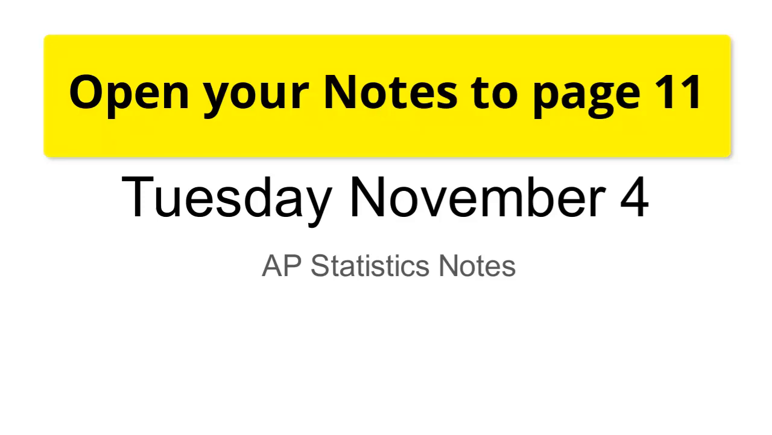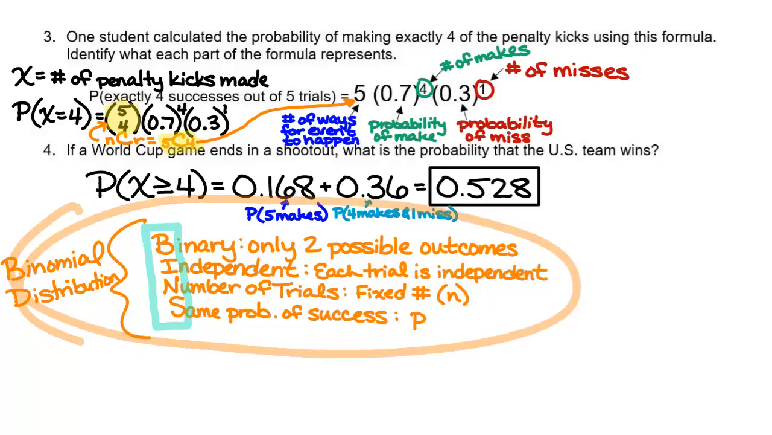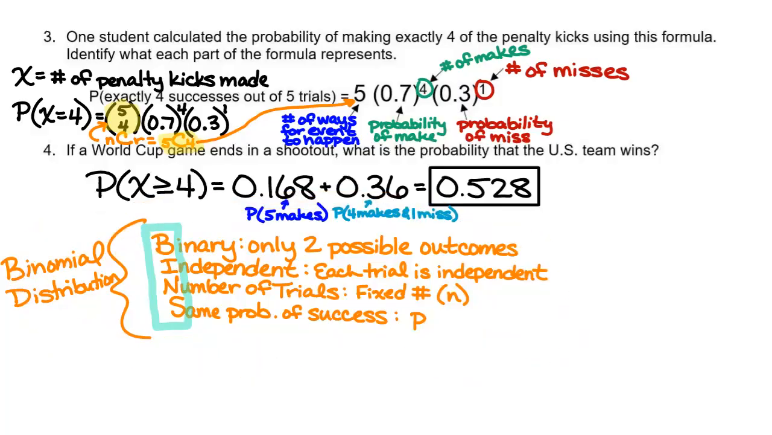All right, so picking up where we left off yesterday, we had just brought this up, and I had asked you guys to copy this part into your notes. So the situation that we were looking at yesterday with making a certain number of goals was a binomial distribution. A binomial distribution has to meet 4 criteria.